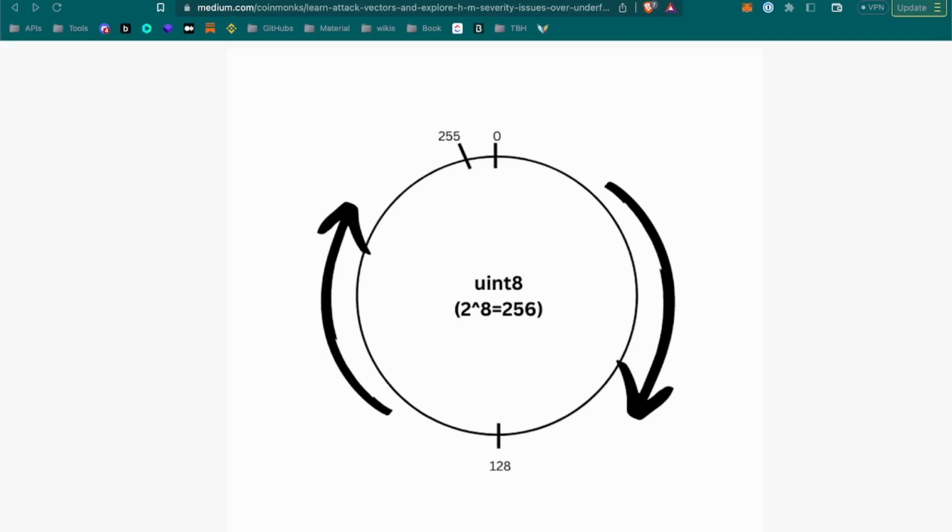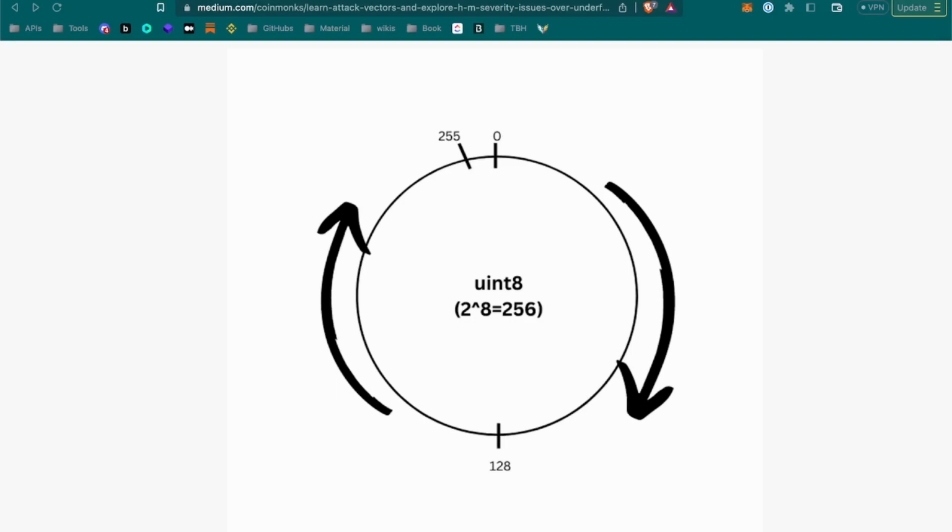Hello guys, it's time to learn about one of the most popular attack vectors, that's overflow and underflow. In this video, I'm going to give you an explanation of how this vulnerability works, how it looks like. And I want to show you some of the high severity issues that I have found. So let's go to it.